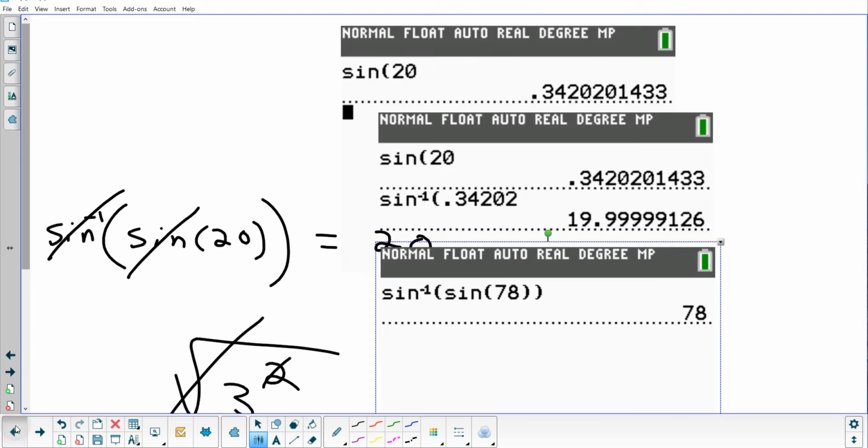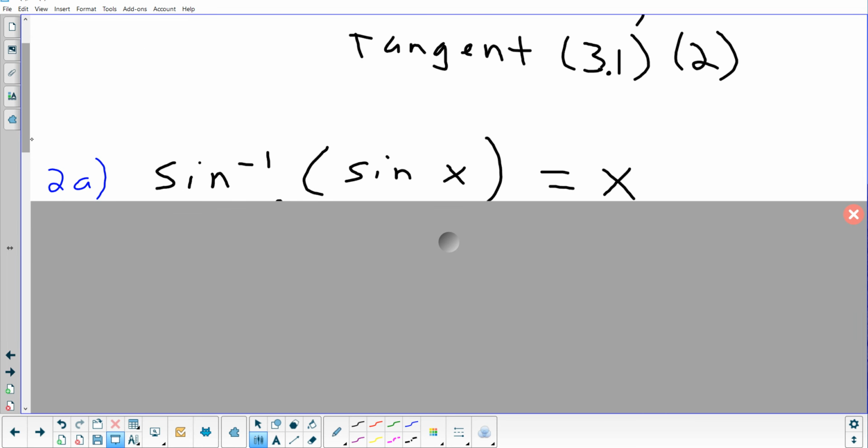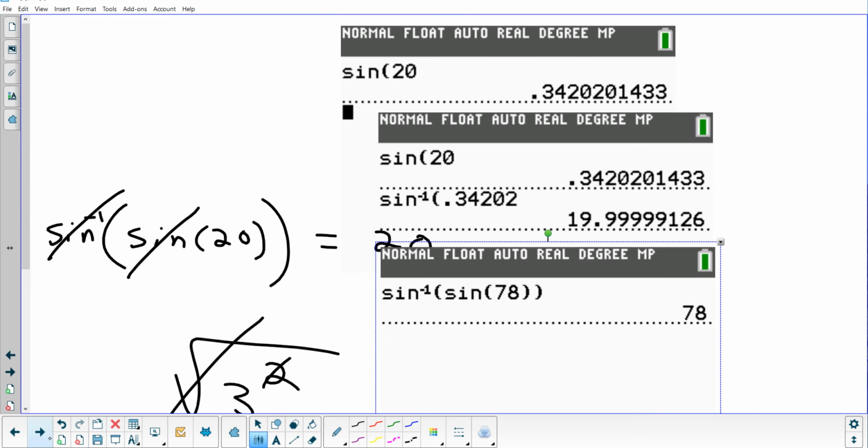So here's basically the general formula for what we were just doing, but not putting in a specific number. If you take the sine of a number, and then take the inverse sine of what you just did, you're going to get back the same thing you started with. Just like here, I got back to 78.